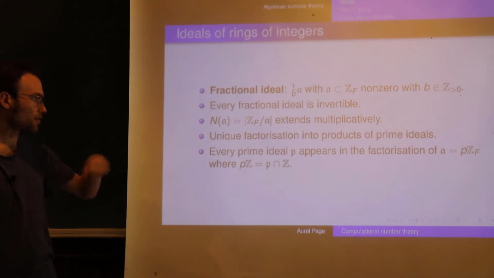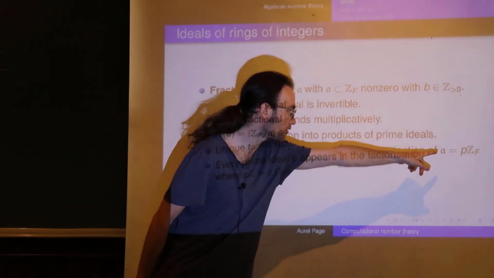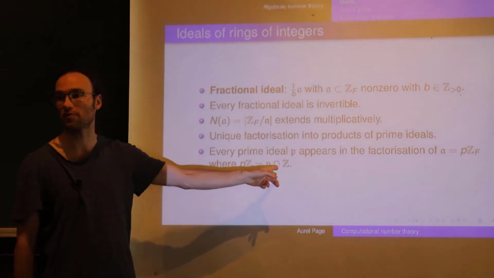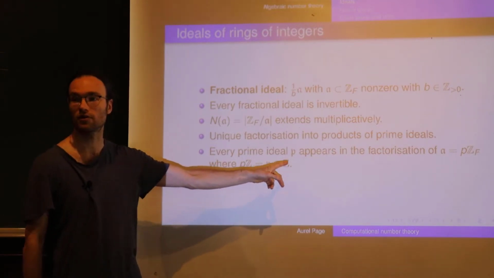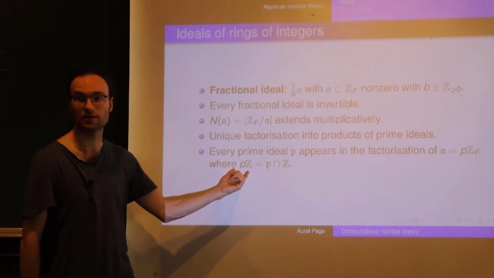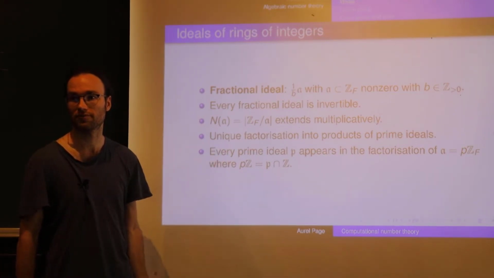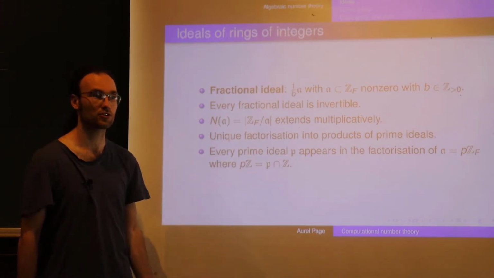And prime ideals always appear in the factorization of some prime number, namely the prime number that generates the intersection of the prime ideal with Z. So if P is a prime ideal, the intersection with Z is still prime, and prime ideals of Z, because Z is a PID, are generated by prime numbers. Okay, so all prime ideals appear in one of those factorizations.